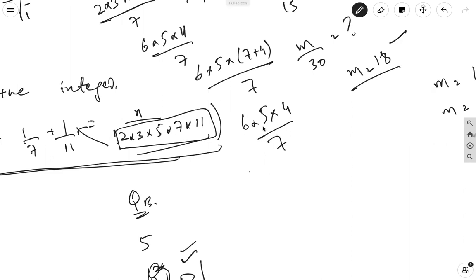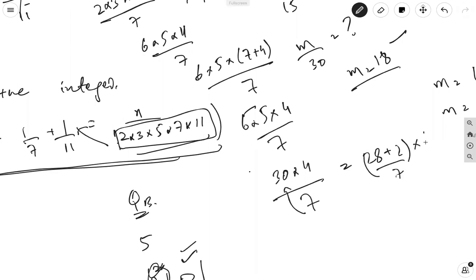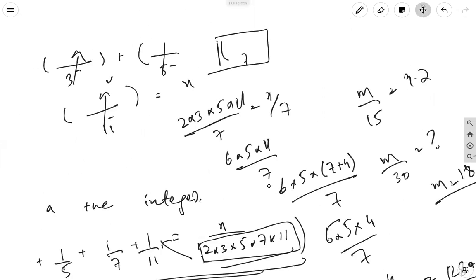Yes. So this is 6 into 5, 30 into 4 divided by 7, right? So what is the multiple of 7 less than 30? 28 plus 2 over 7 into 4, right? So this will be 2 into 4 over 7, right? This is 8 over 7, and the remainder is 1. Anyone is with me? Yes, the remainder is 1 for the first part.